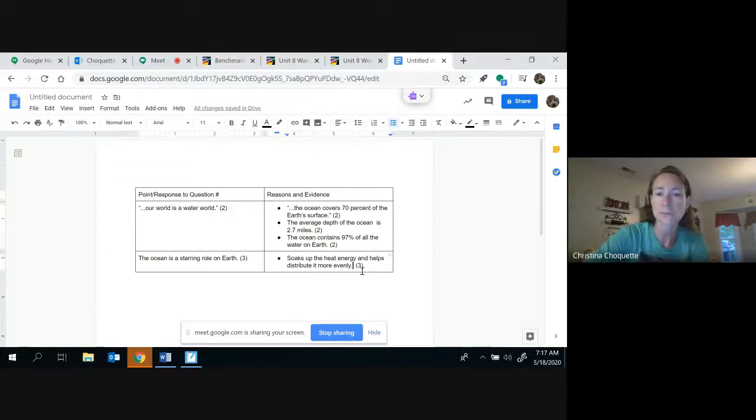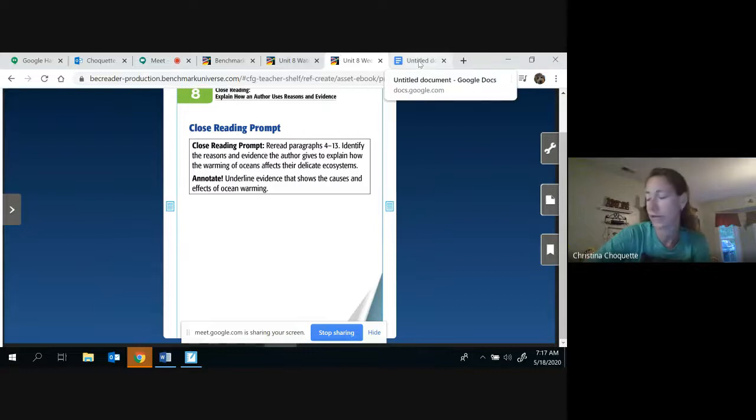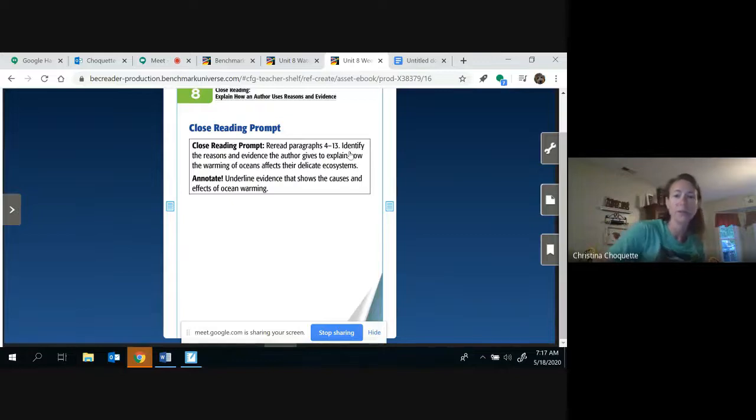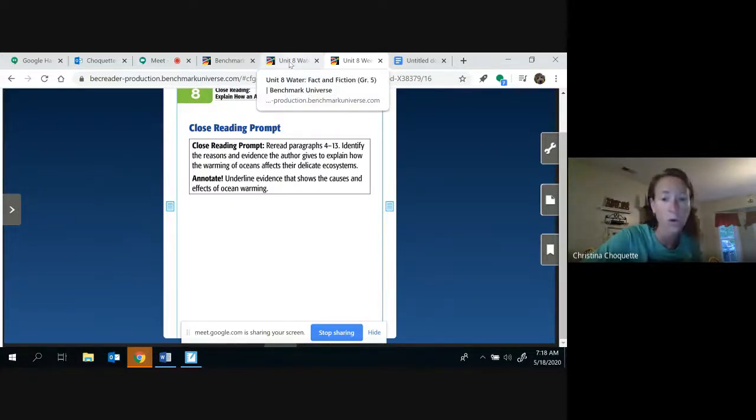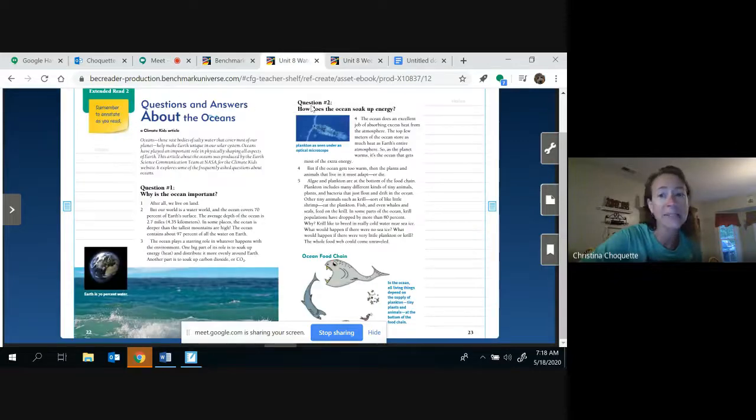Okay, so what you guys are going to do, now that I've modeled how to do question number 1, is questions number 2 and 3, which is essentially paragraphs 4 through 13. So the author obviously is going to give reasons and evidence. You're going to read all those paragraphs for questions 2 and 3. How does the ocean soak up energy? Well, that was something they said about why it's so important.